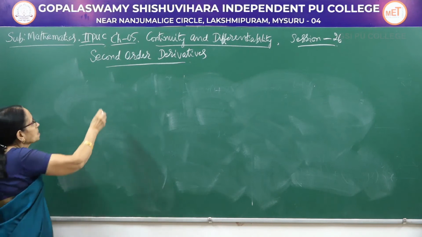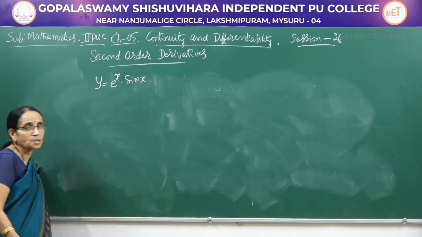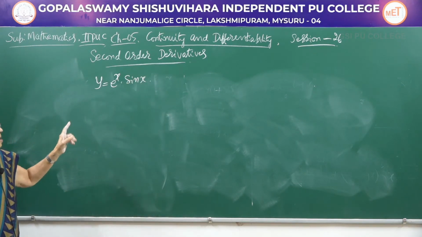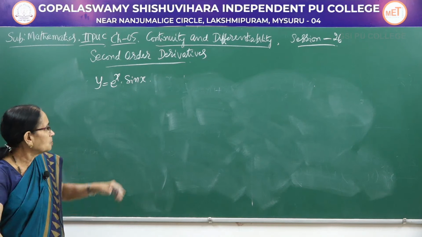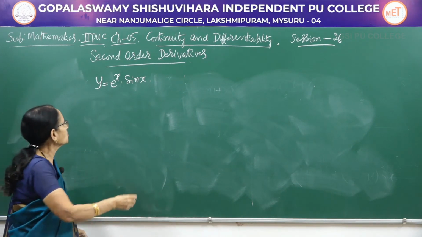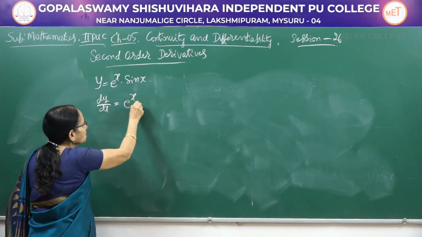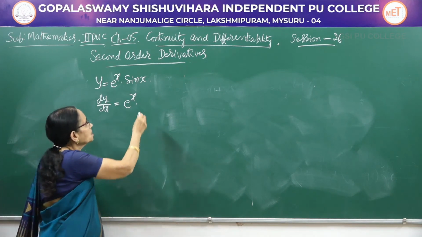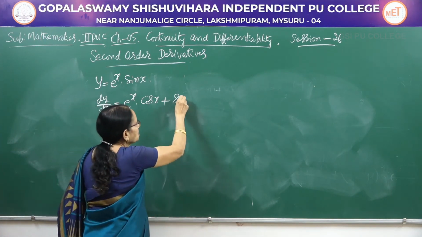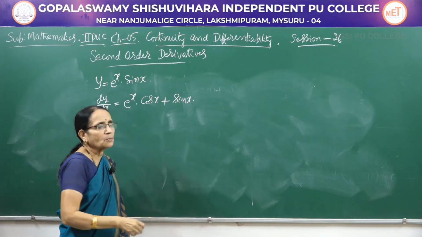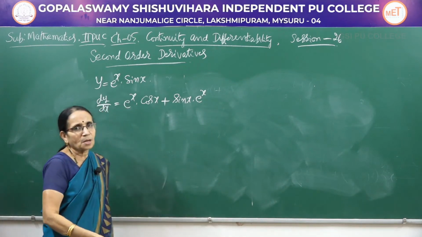Now I am considering y is equal to e to the power x into sin x. What type of functions are they? One is an exponential function, the other one is a trigonometric function. So here, both of them of course basic functions only. Let us differentiate. Write the first derivative. dy by dx equal to first function e to the power x into sin x becomes cos x plus second function sin x into, you know that the derivative of e power x is e to the power x only. It remains the same even after differentiation.